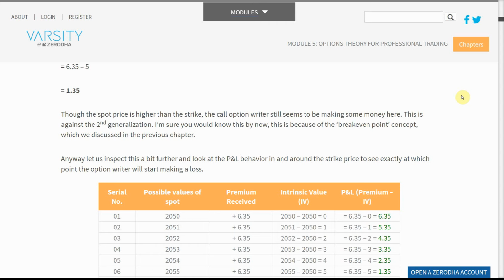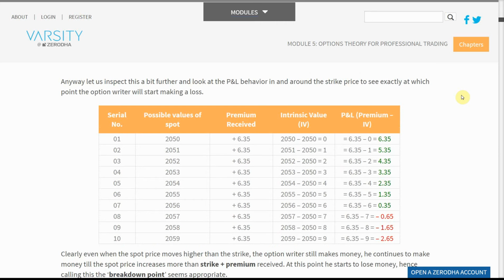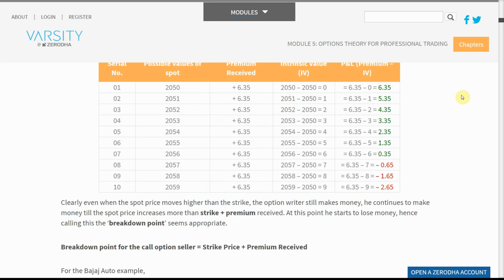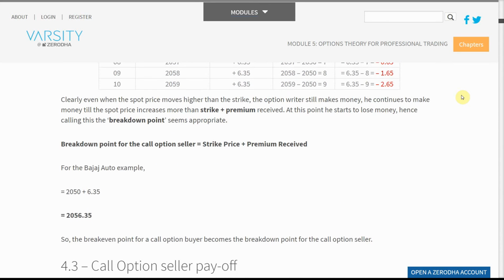Serial No., possible values of spot, premium received, intrinsic value IV, P&L premium minus IV. 01: 2050, plus 6.35, 2050 minus 2050 equals 0, 6.35 minus 0 equals 6.35. 02: 2051, plus 6.35, 2051 minus 2050 equals 1, 6.35 minus 1 equals 5.35. 03: 2052, plus 6.35, 2052 minus 2050 equals 2, 6.35 minus 2 equals 4.35. 04: 2053, plus 6.35, 2053 minus 2050 equals 3, 6.35 minus 3 equals 3.35. 05: 2054, plus 6.35, 2054 minus 2050 equals 4, 6.35 minus 4 equals 2.35.